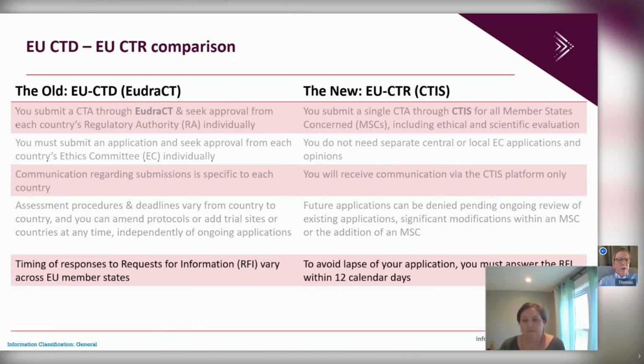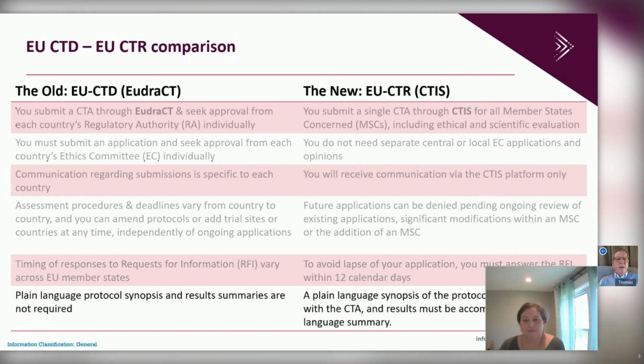Yeah, so with that, we'll go to the next one, which is the timing of responses for information can vary across member states in the current system. Going forward, if you have an RFI, a request for information, you must respond within 12 calendar days or risk lapsing of the application and having to do many steps over again.